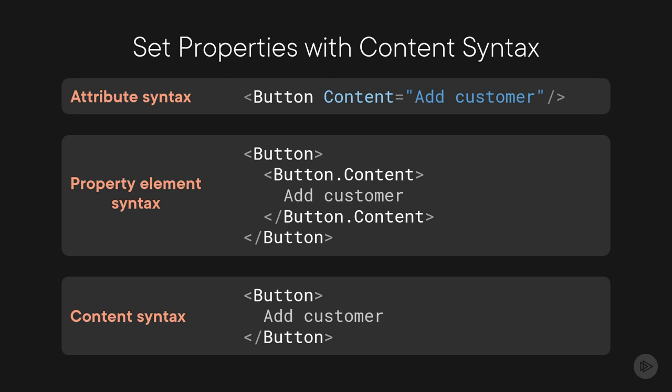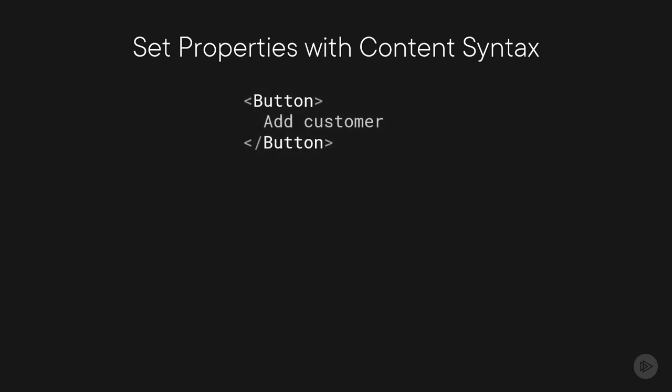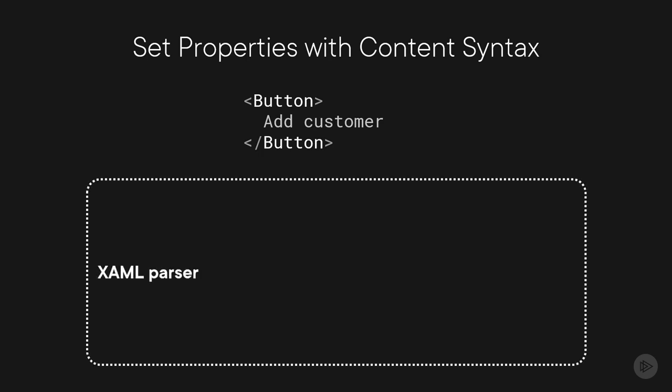Actually, this content syntax is like the property element syntax. You just omit the property element, which would be in this case button.content. But now the question with this content syntax is, why is here the value assigned to the button's content property and not to another property? How does the SAML parser know that it has to use the content property of the button? Let me explain you how this works.